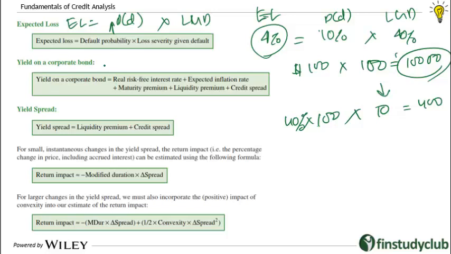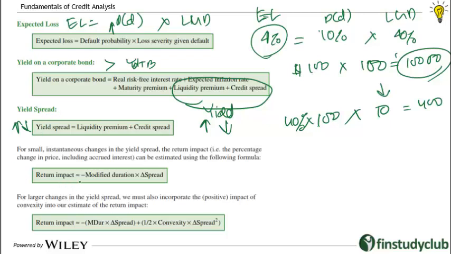Yield on a corporate bond is definitely going to be more than the yield on a treasury bond. The extra spread that it gives is largely on account of liquidity premium and credit spread. Liquidity premium is for liquidity risk and credit spread is for credit risk. So my yield spread is liquidity premium plus credit spread. In case the yield spread goes up or down, my yield as well would go up or down. So similar to the impact of the change in yield on price is going to be the impact of the change in yield spread on price.